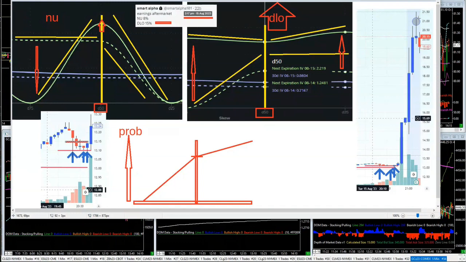Jack's just mentioning that TOS is free as well. The downside of TOS is, I think they don't open for anybody outside the US. Is that right? I think you've got to be in the US to get a Thinkorswim account.